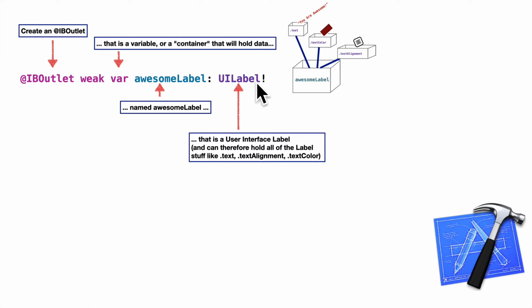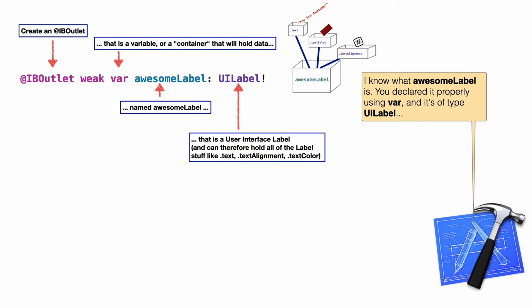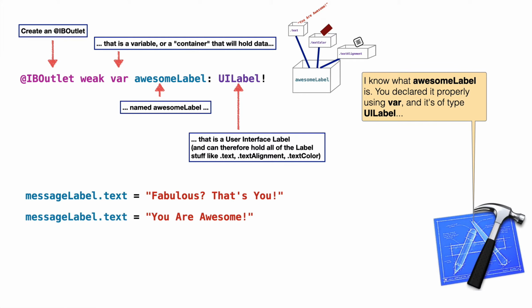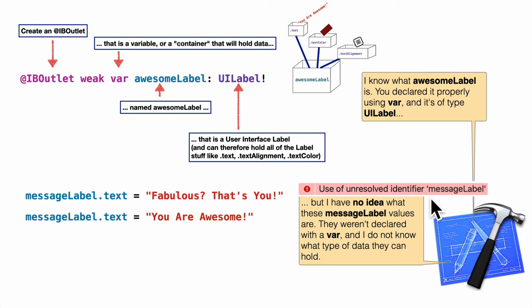User interface label. Now down here, when we say message label twice, we haven't created a box. There is no var statement for anything called message label. So it says unresolved identifier. Xcode is just saying, I don't know what this message label thing is. I haven't seen that important keyword var in front of anything named message label. This was never created, never declared. I can't work with what you've given me.